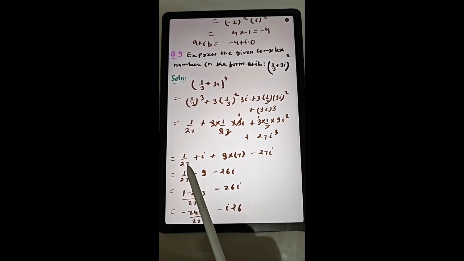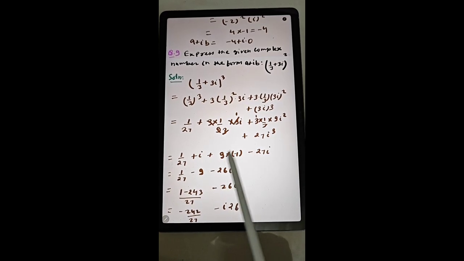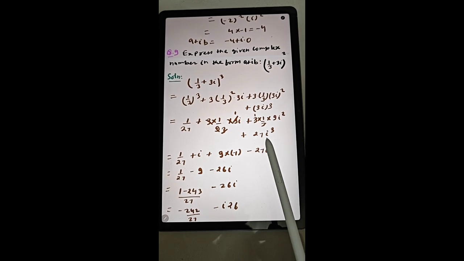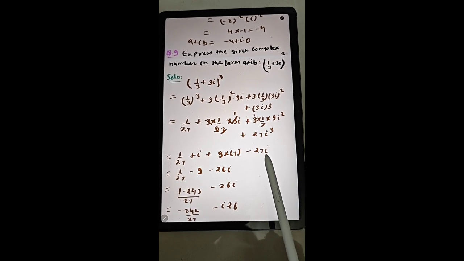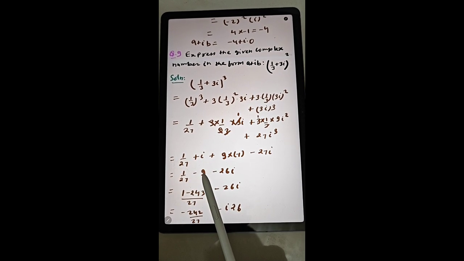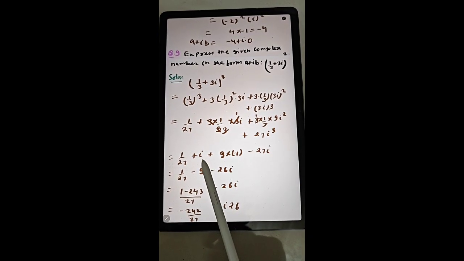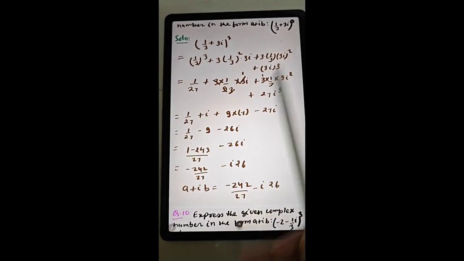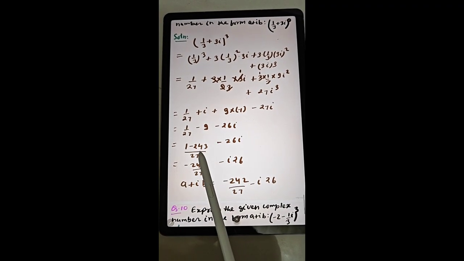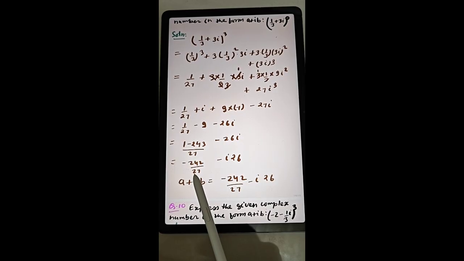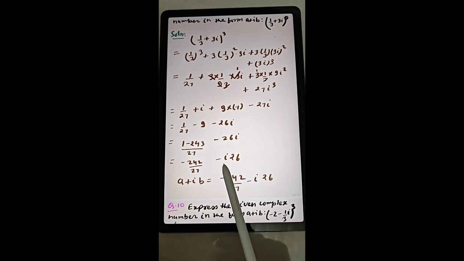So you are getting 1 by 27 plus iota plus this is 9i square means minus 1, 9 into minus 1. This is minus 27i because i square is minus 1 and i cube is minus i. So 1 upon 27 minus 9 and minus 26i because minus 27i plus i. Now you can simplify this. 27 into 9 is 243. So 1 minus 243 is minus 242 upon 27. This is minus 26i.